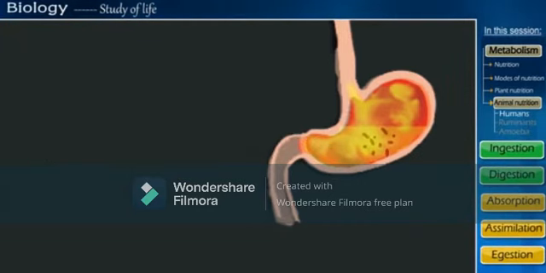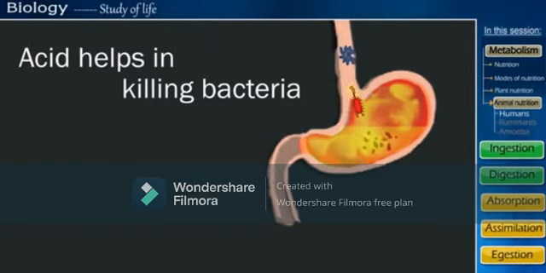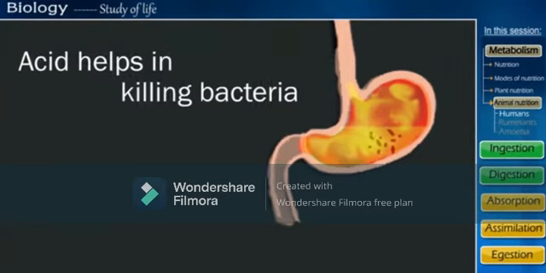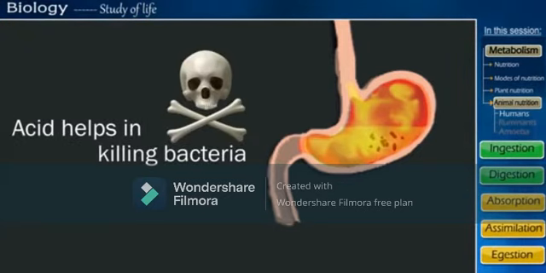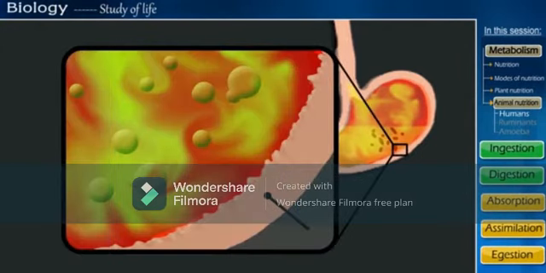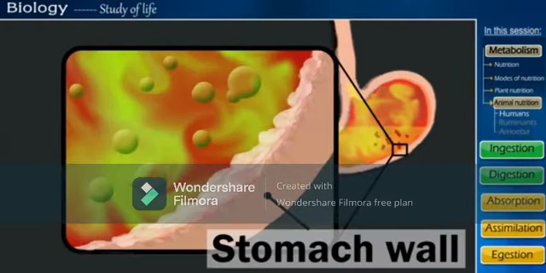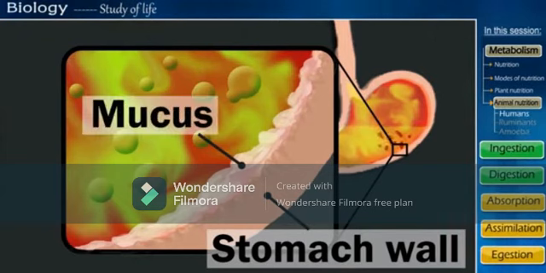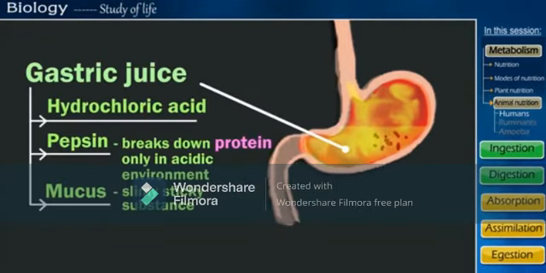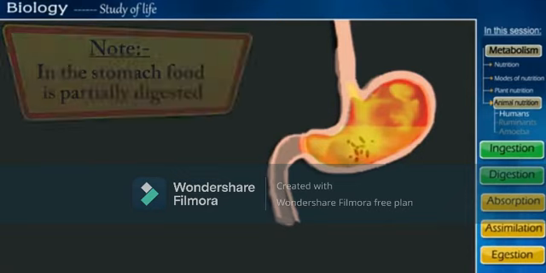There is another advantage of this acidic environment: sometimes we eat some microorganisms, some bacteria, through our food. So this acidic medium helps to kill those bacteria. When we talk about acidity, it seems something scary, but for the stomach it is not, because the stomach wall has a small covering called mucus, and this mucus protects the stomach from the acid. It is a slimy and sticky substance. It saves the stomach from the acid.